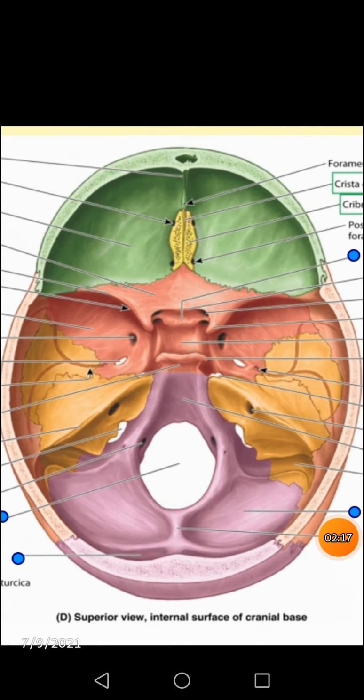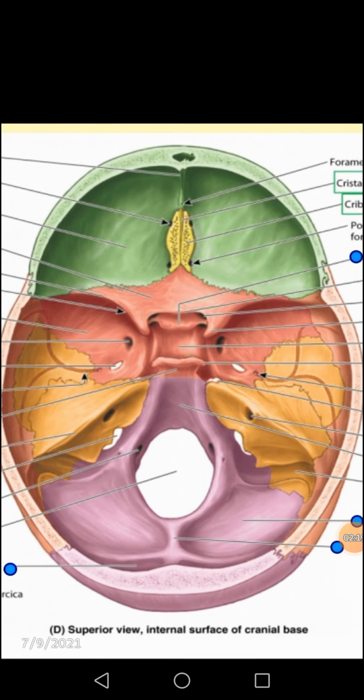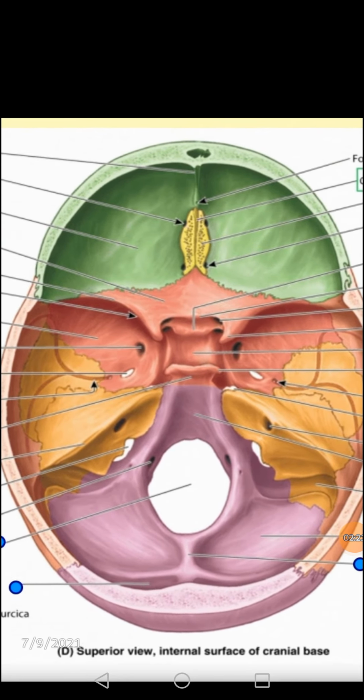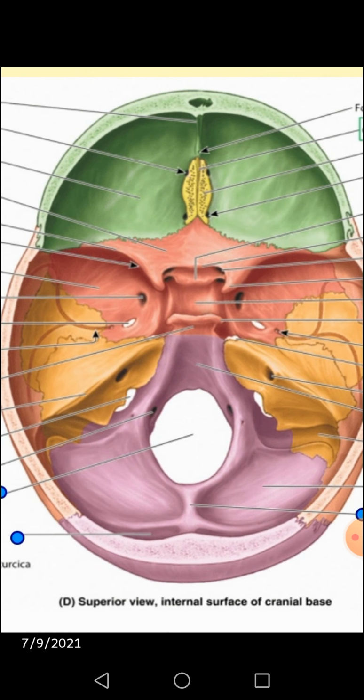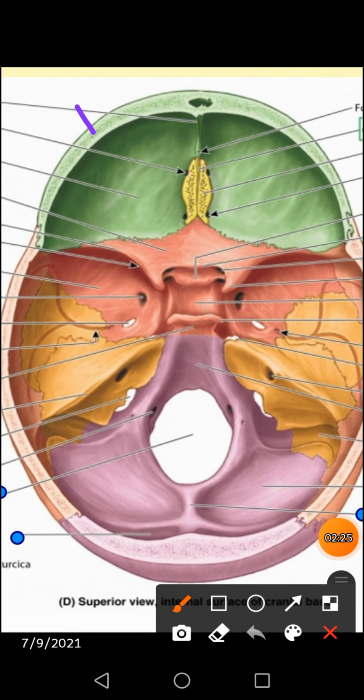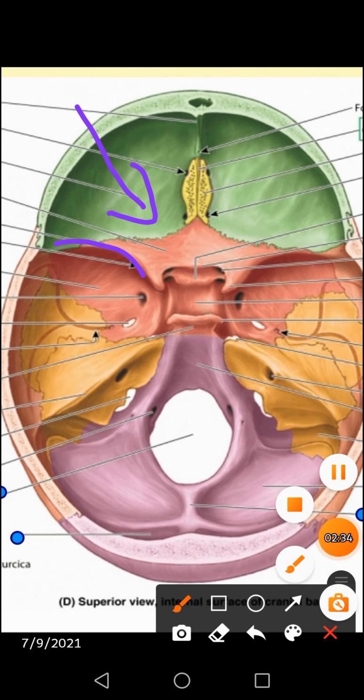And for the roof, I have to show you in green the orbital plate of the frontal bone, which forms the roof. We can now observe it, and this is the lesser wing that takes part in the roof of your orbit, right?